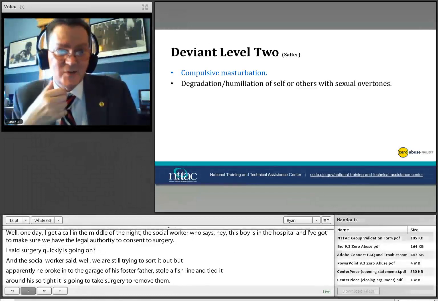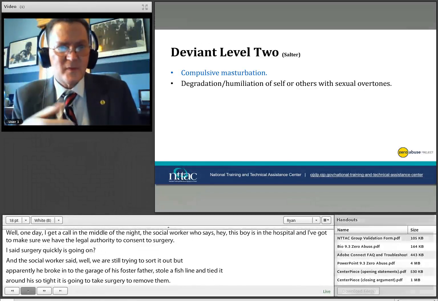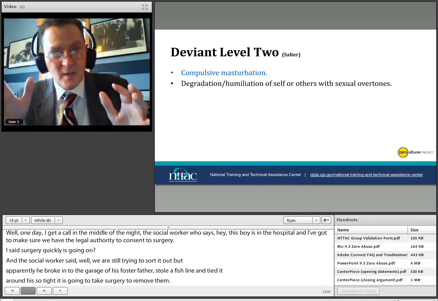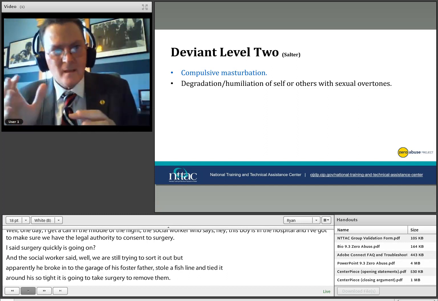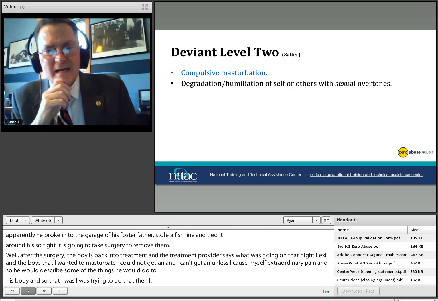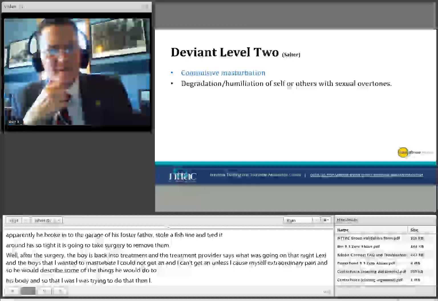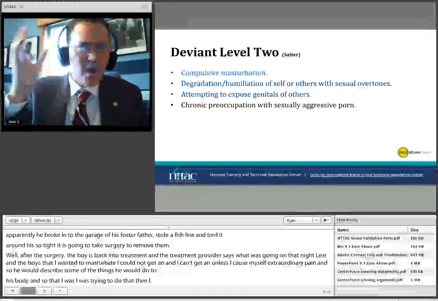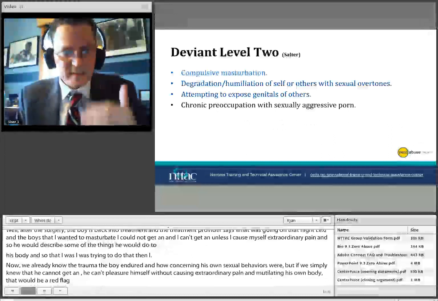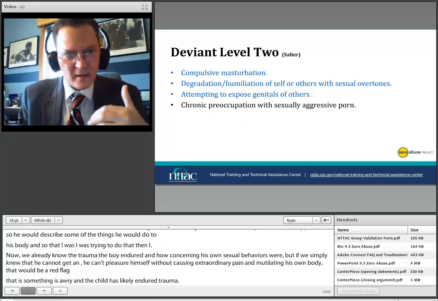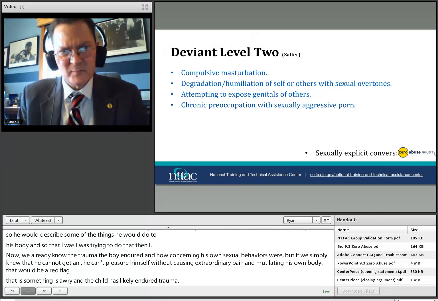And I said, surgery? What's going on? And the social worker said, well, we're still trying to sort it out, but apparently he broke in to the garage of his foster father, stole a fish line, and tied it around his nipples so tight it's going to take surgery to remove it. Well, after this surgery, the boy is back into treatment, and the treatment provider says, what was going on that night? And the boy said, I wanted to masturbate, but I couldn't get an erection. And I can't get an erection unless I cause myself extraordinary pain. And so he would describe some of the things he would do to his body. And so that's what I was trying to do that night.